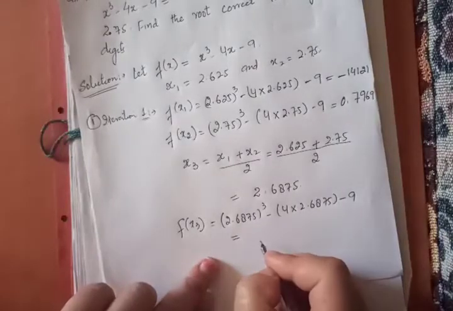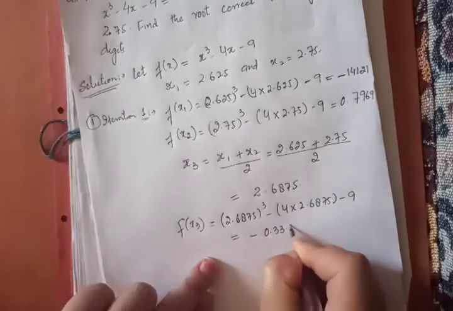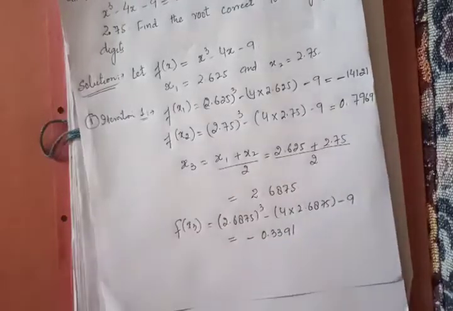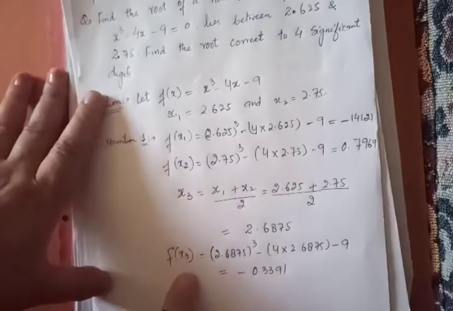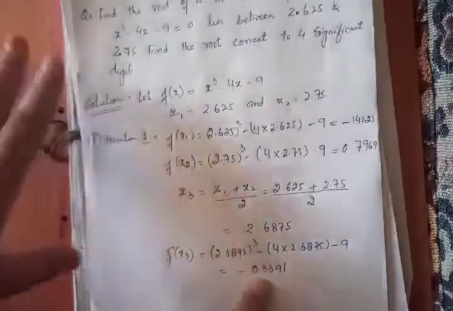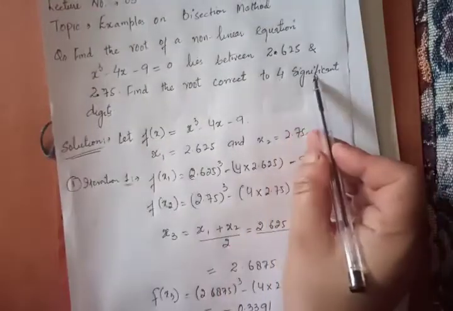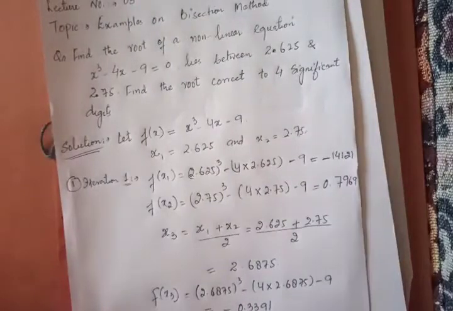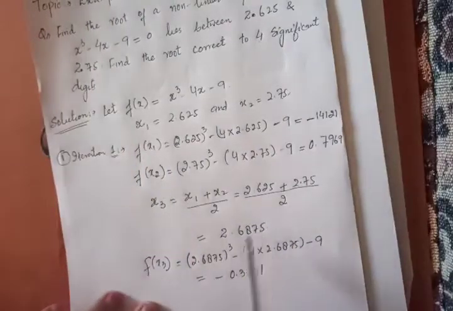इसका वैल्यू कैलकुलेट करने के बाद जो रिजल्ट आ जाता है, that is -0.3391. ठीक, ओके. फिर after calculating f of x3, हमें पहली चीज़ ये देखनी है: f of x3 up to the 4 significant digits, because we have to find it up to the 4 significant digits. अगर ये 4 significant digits तक 0000 आता है, that means we have to stop over here and ये जो x3 है, this is our root.